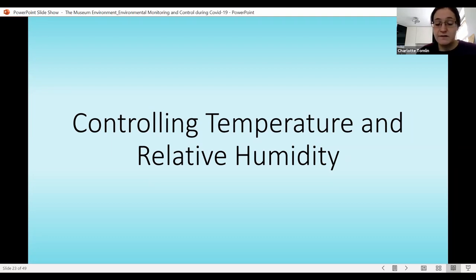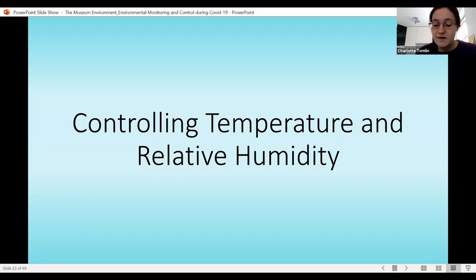Additionally, encouraging visitors to leave wet coats and umbrellas at the entrance on rainy days may reduce RH levels in the galleries to acceptable levels without further intervention. Increasing air circulation within galleries and stores can also be beneficial to reduce pockets of high humidity.